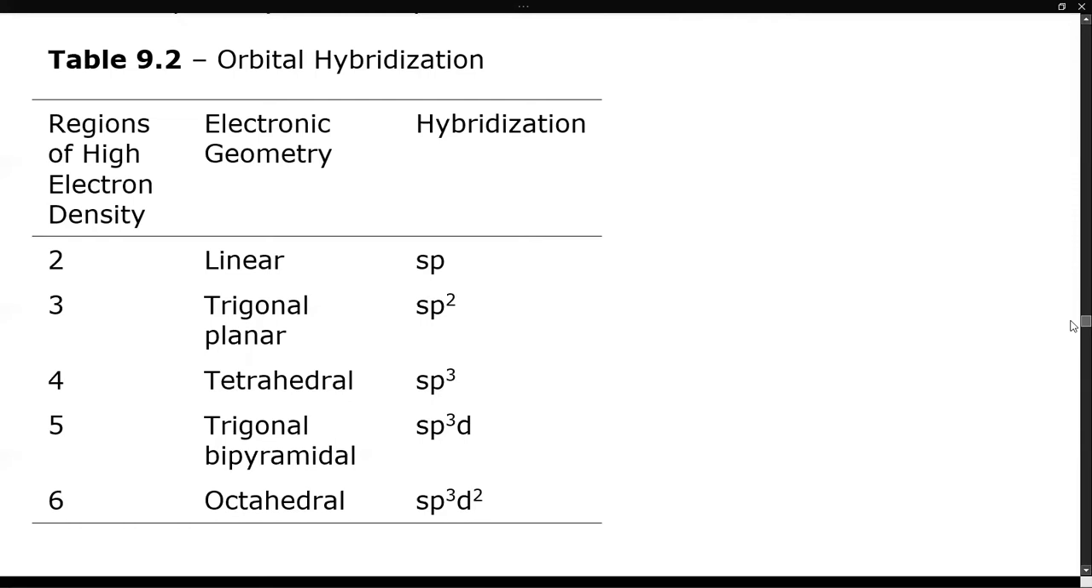To get the 5 and the 6 to violate the octet rule, there has to be some other orbitals those electrons can go into, and those are your d orbitals. So trigonal bipyramidal is sp3d. So it's mixing in a d orbital to accommodate the extra electrons. Six is octahedral, and it's got to mix in two d orbitals to be able to hold all the electrons, so sp3d2.